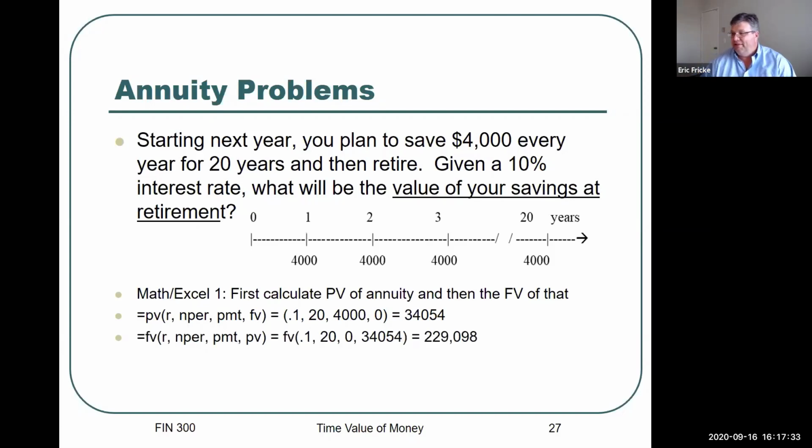Now we take the future value of that using the same 10%, 20 periods, and now we put in the present value of 34,054, and it gives us a future value of 229,098. 229,098 is how much will be in our account in 20 years. If you want to see the math that does this, look at the notes on the bottom of the slide. The notes on the bottom of the slide are all about the math, okay? So please go ahead and check that out.